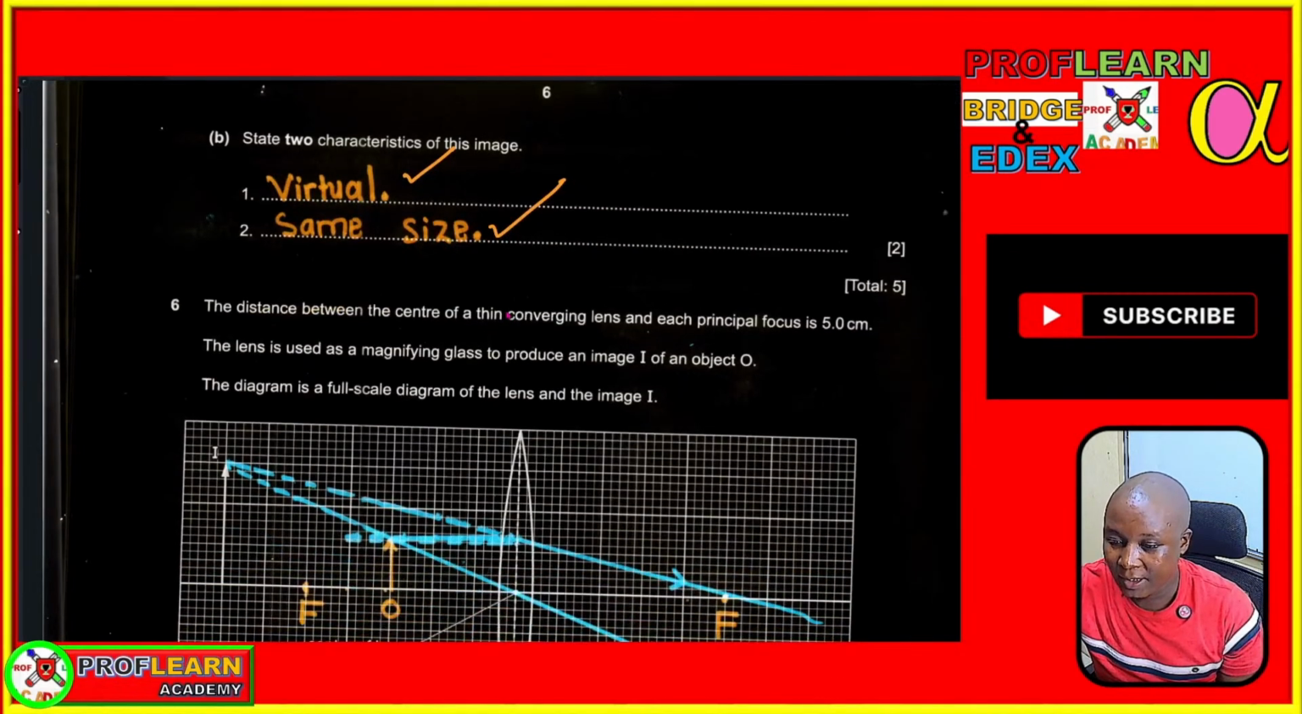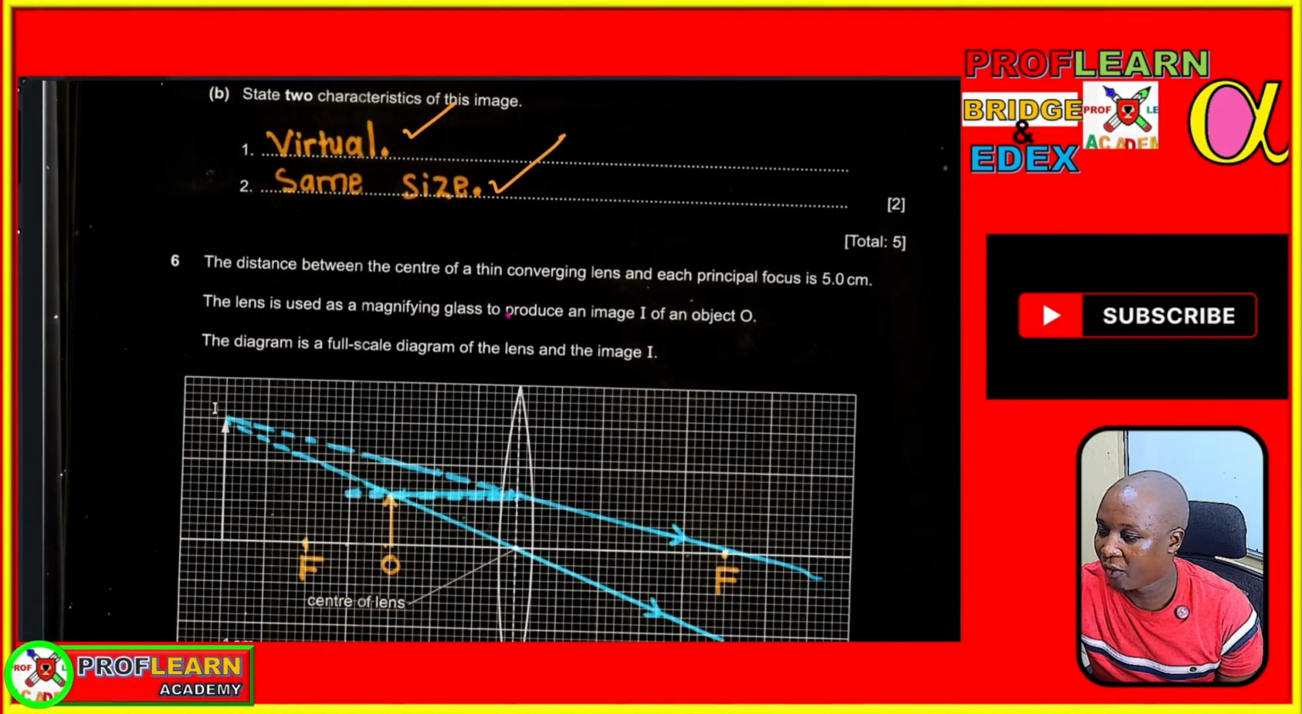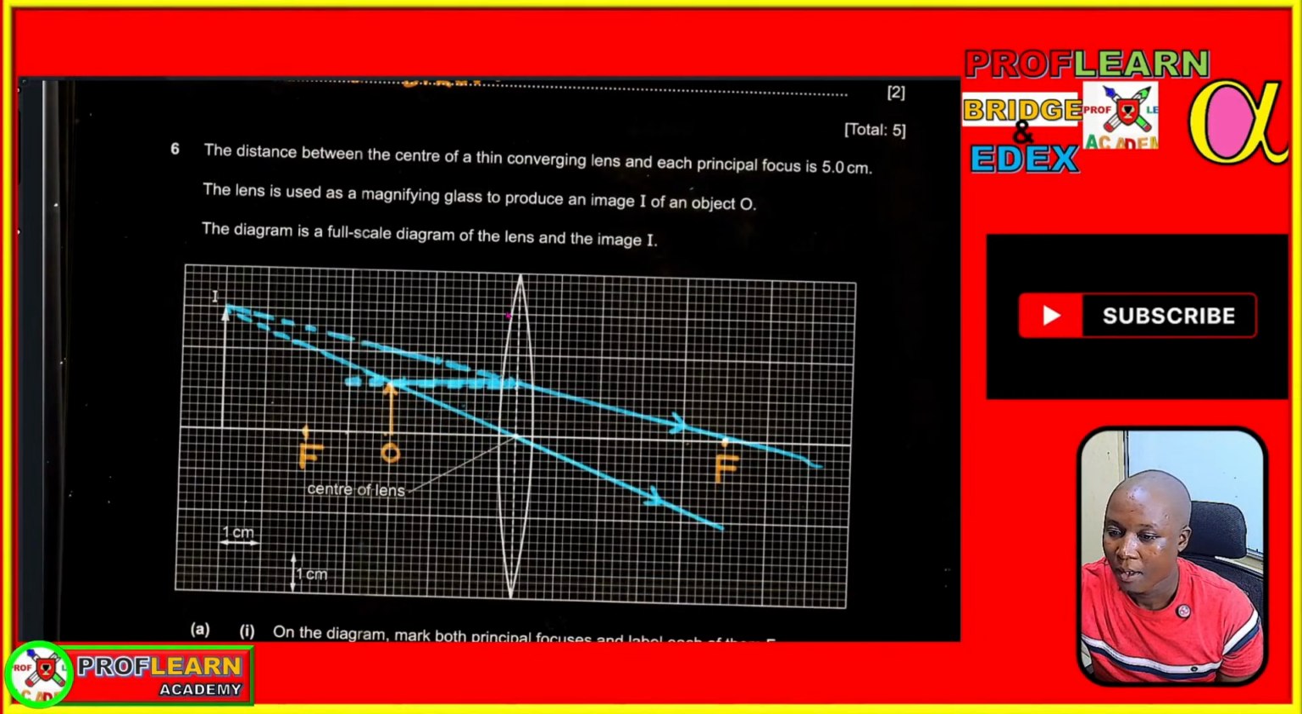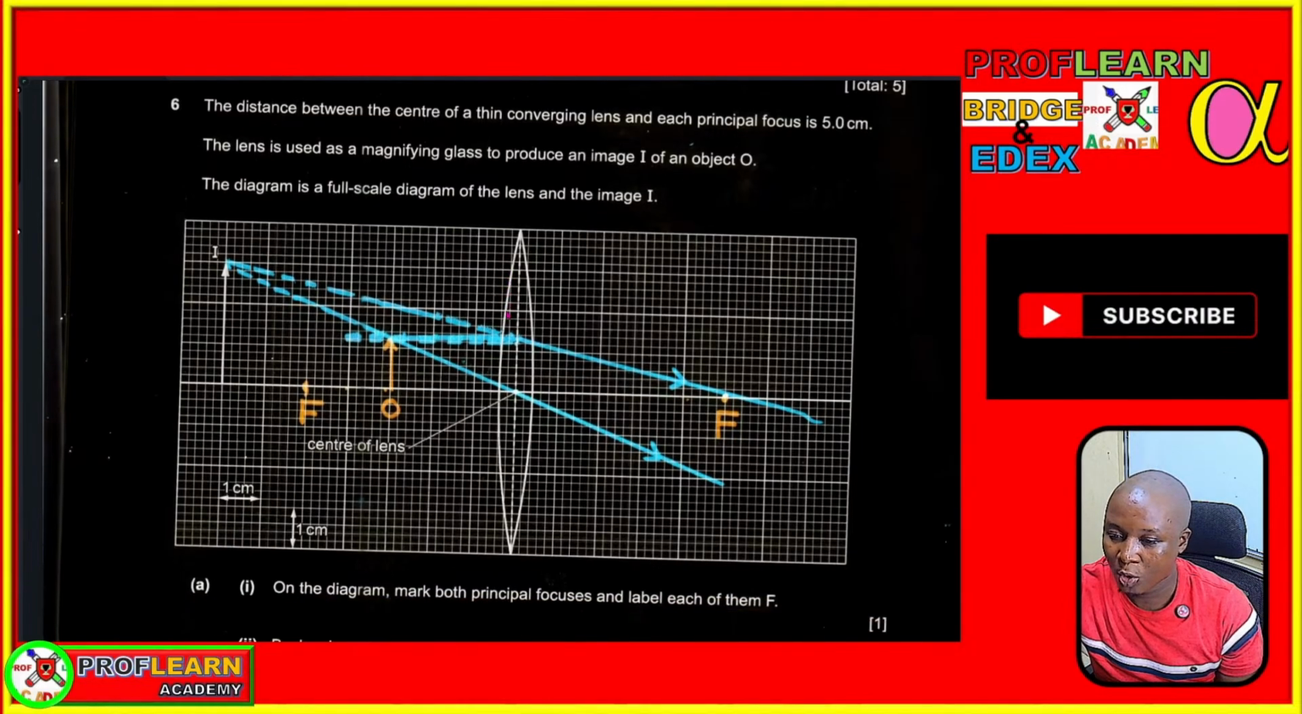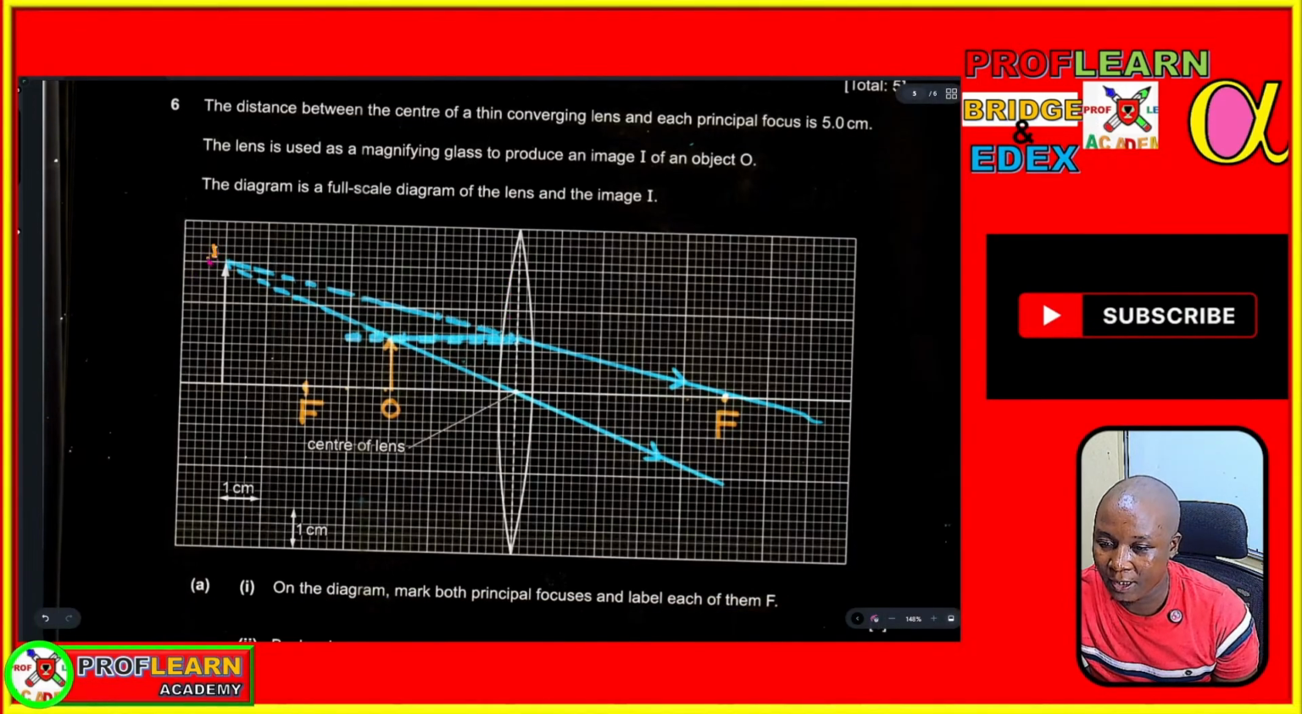Question number 6. We are told that the distance between the center of a converging lens and each principal focus is 5 centimeters. The lens is used as a magnifying glass to produce an image I. So we have the image I at this given point. If the principal focus is 5 centimeters, meaning 1 centimeter per square, we can count 5 of them to locate where the principal focus is, at this point.